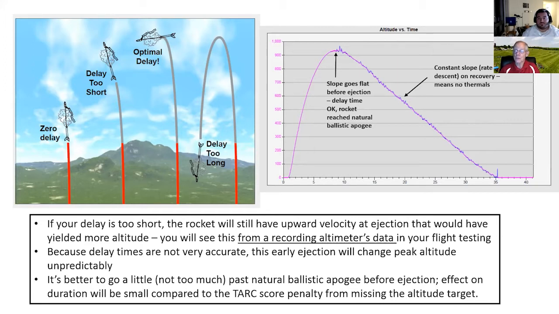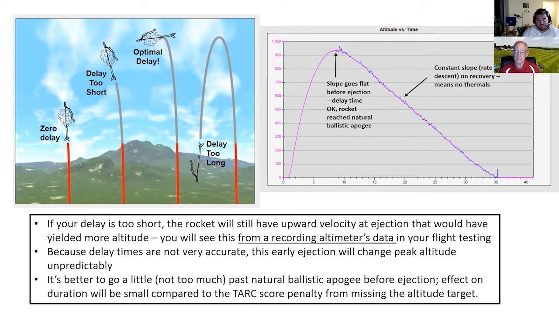And so you can adjust for that, but you cannot adjust for having an ejection charge that goes off before the natural apogee. Delay times on rocket motors are not very repeatable. There's a much bigger error on those than 1%. And so you want to go a little bit long on the delay charge. Now, the slope from apogee down is very smooth. That means that it had a constant descent rate throughout the parachute descent.